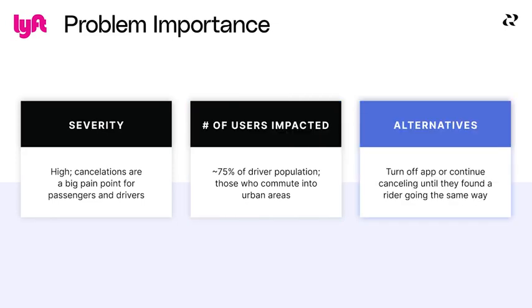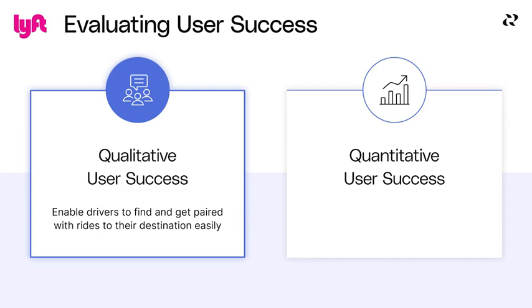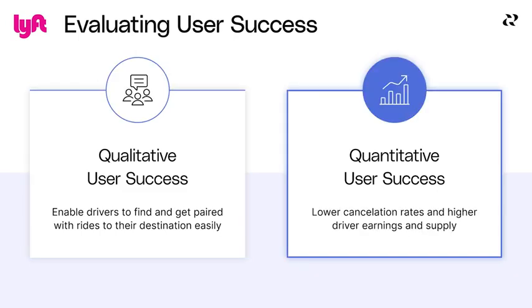The alternatives they had at the time were simply to turn off the app and drive home without earning any income, or continue canceling until they found a rider going in the same direction as them. Neither of these options was an ideal alternative that supported the team's goal of helping drivers get more value out of Lyft. Finally, the Lyft PM hypothesized the qualitative and quantitative impact of solving this problem for drivers. Qualitatively, a successful feature would enable drivers to more easily find and get paired with rides to their destination, improving their end-of-session experience. Quantitatively, the PM would want to see this show up in lower cancellation rates, as well as higher driver earnings and supply.